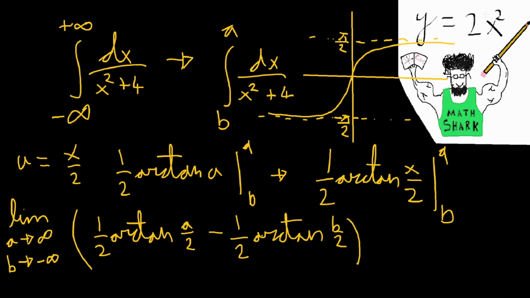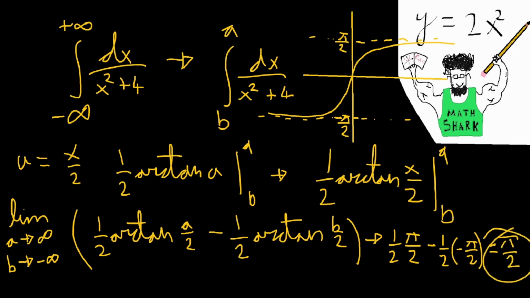So now here we get a half times pi over 2 minus a half times minus pi over 2. So this is pi over 4, and this is plus pi over 4. So 2 times pi over 4 equals pi over 2. And that's the answer. So our original integral converges with a value of pi over 2.